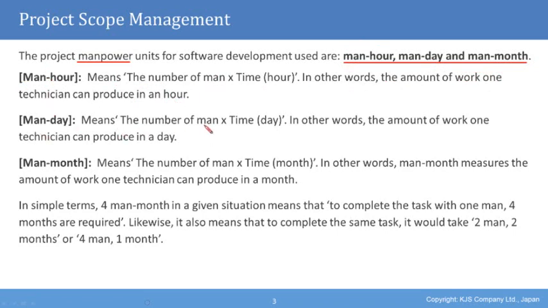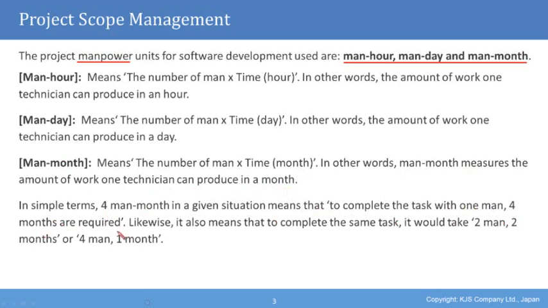Man-day means the number of men times the time again, but this time the time is specified in days. In other words, the amount of work one technician can produce in 1 day. Man-month means the number of men times the time. In other words, man-month measures the amount of work one technician can produce in 1 month. In simple terms, 4 man-months in a given situation means that to complete the task with 1 man, 4 months are required.